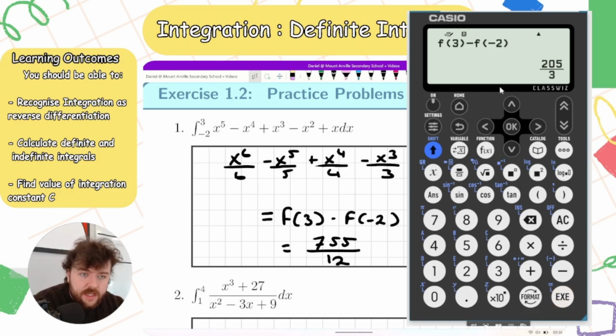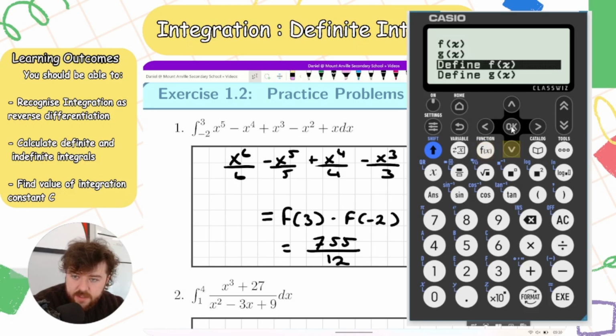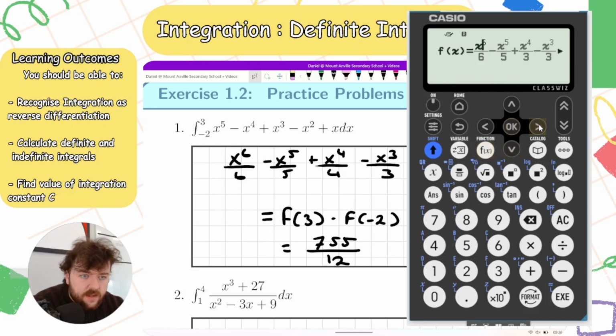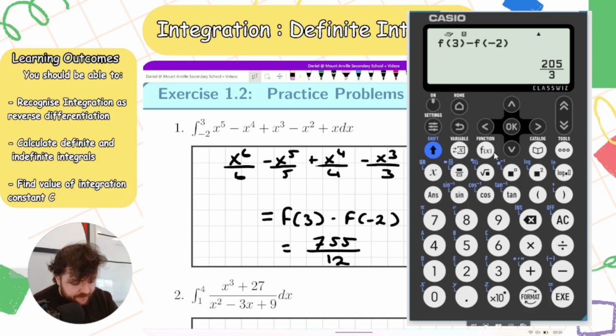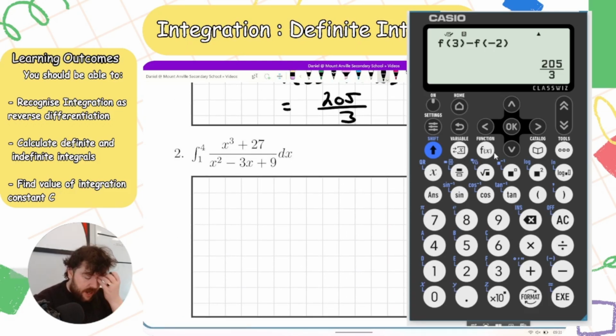And there it is. Now, why did I get a different answer? What did I define that as? Right, I must have just typed it in wrong there. So the answer actually is 205 all over 3. Right, let's try with the next one here.